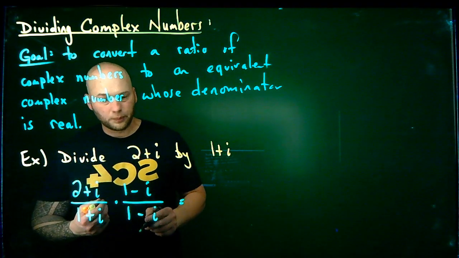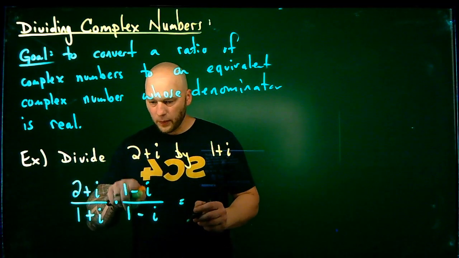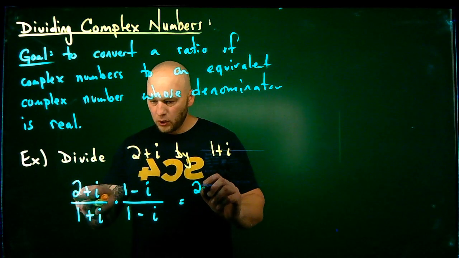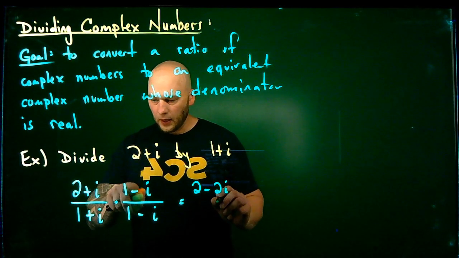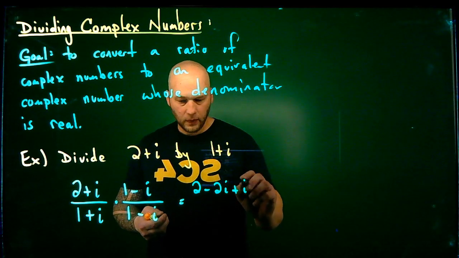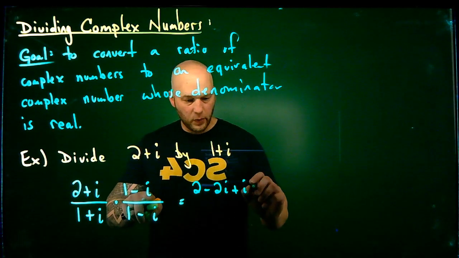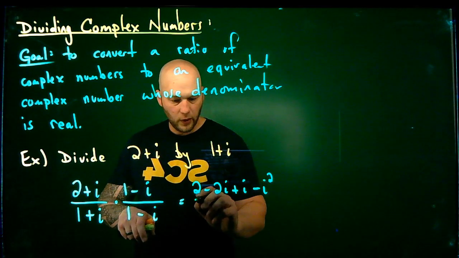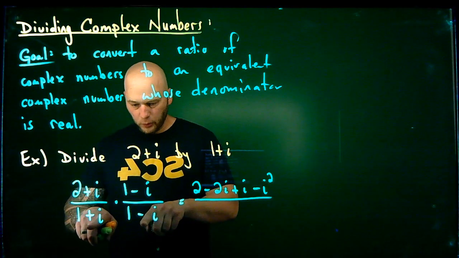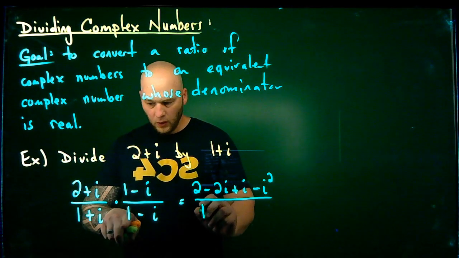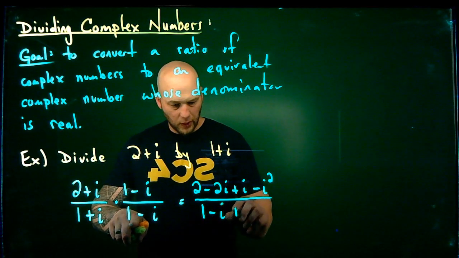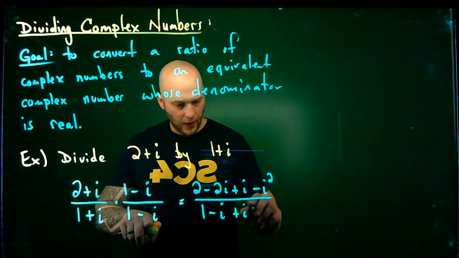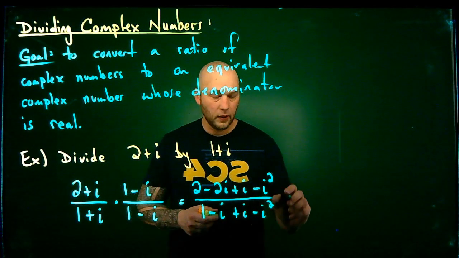So then on the top, I'm going to FOIL that, and the bottom, I'm going to FOIL that as well. On the top, I'm going to get 2 times 1, which would be 2. 2 and negative i would be negative 2i. 1 and i would be plus i. Plus i and minus i would be minus i squared. And then when I multiply down here, I get 1 and 1 is 1. 1 and negative i would be negative i. i and 1 would be plus i. i and negative i is negative i squared, okay?